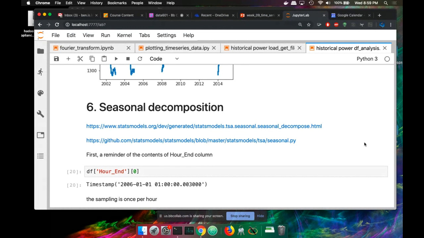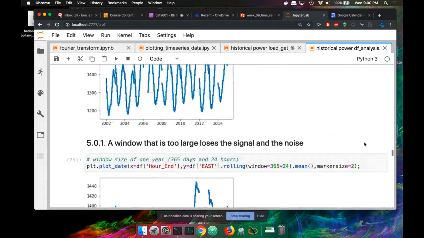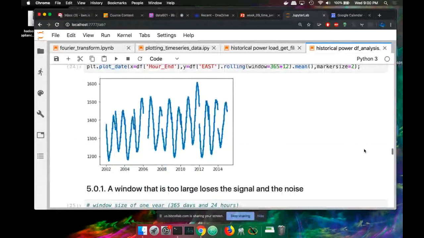All right, so we'll resume. What we were talking about was the rolling windows to figure out, for a given size of the rolling window, what is the average behavior in that rolling window? And by that, we can pick out different patterns in our data.